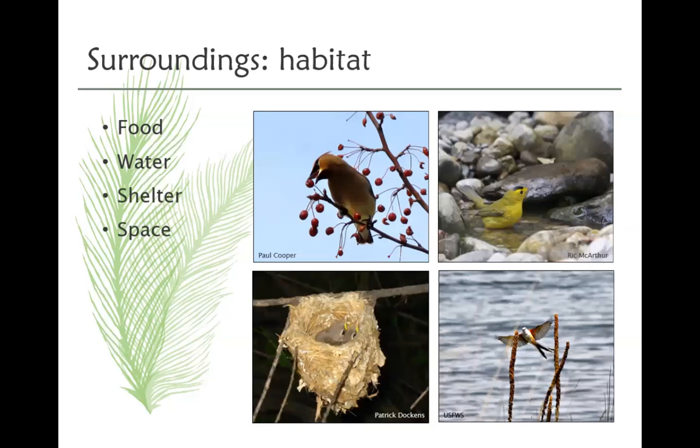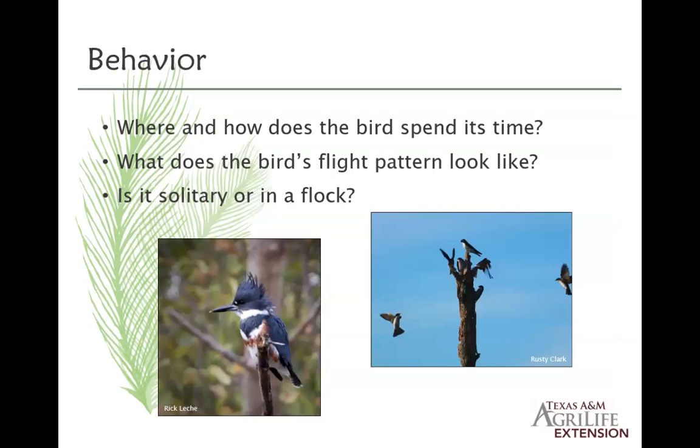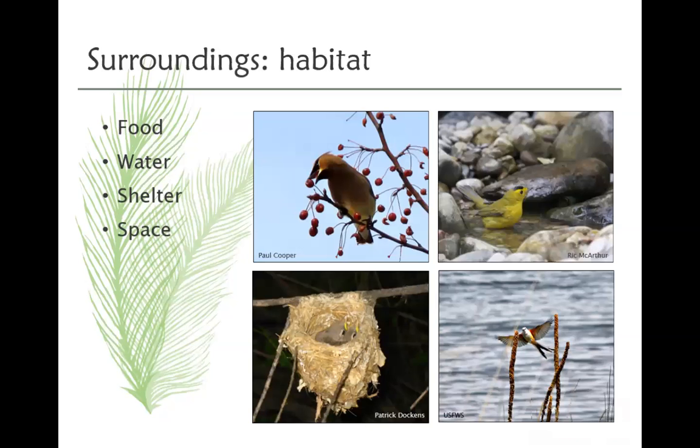Habitat is another big one. There's 4 primary things that birds are looking for when they live somewhere. So birds need access to food, they need access to water, they need access to shelter, and then they need space. Okay, let me go a little bit more in depth about this.